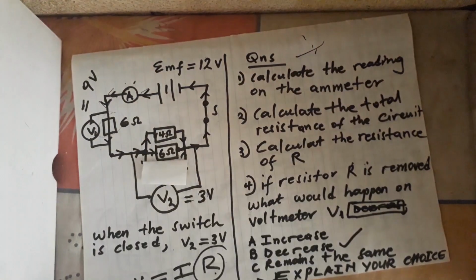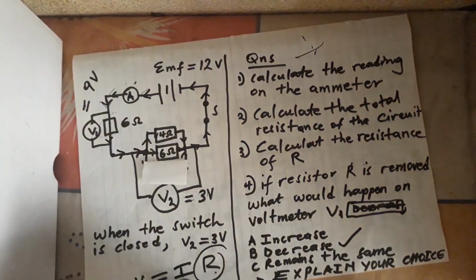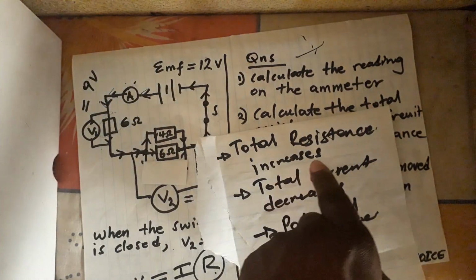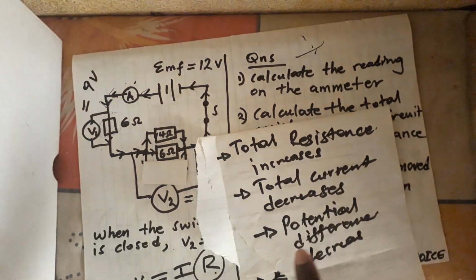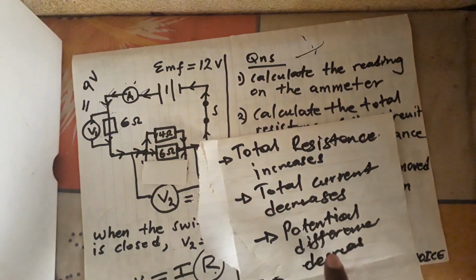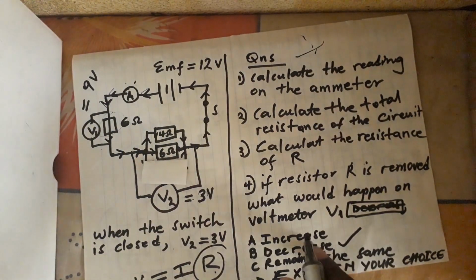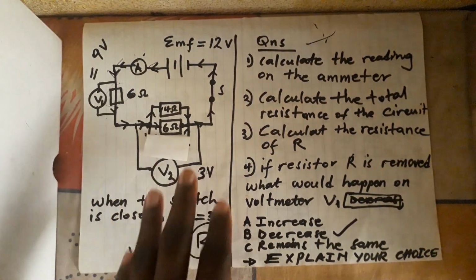And then the answer here is decrease. Reason, these are the reasons. Because the total resistance increases, total current decreases, and then the potential difference will decrease. So this decrease is the answer to this question. I believe that you are understanding something.